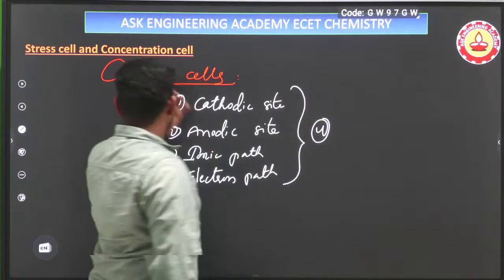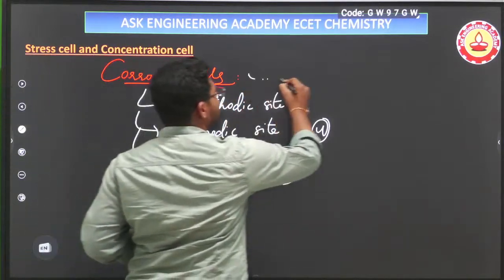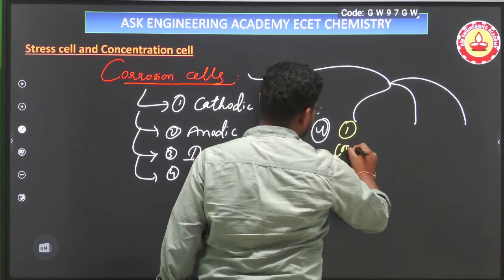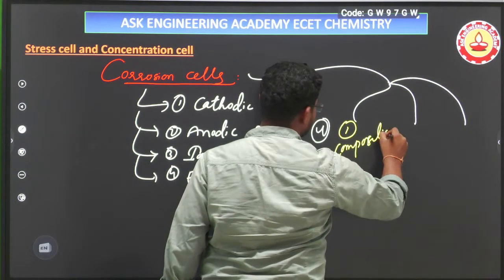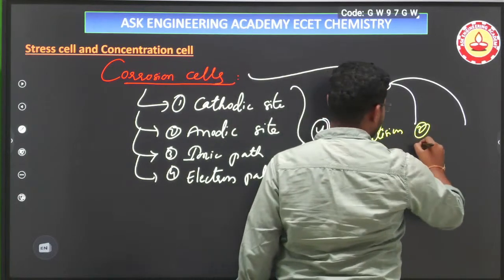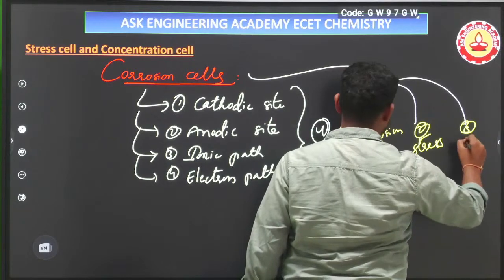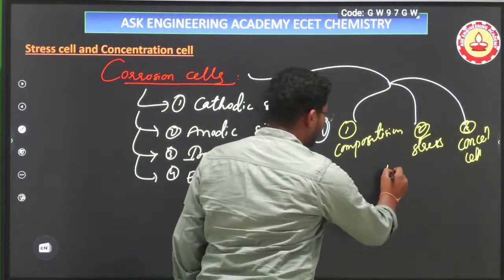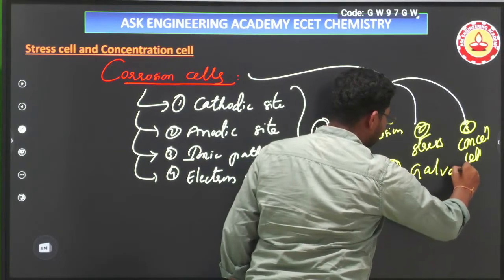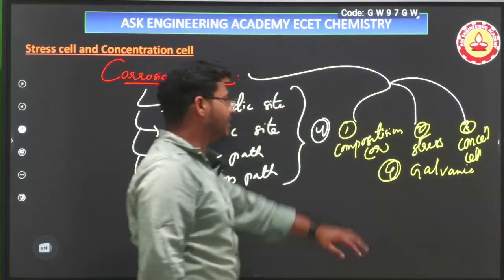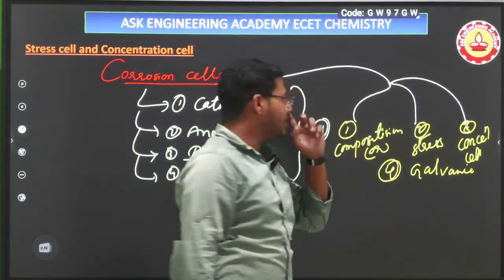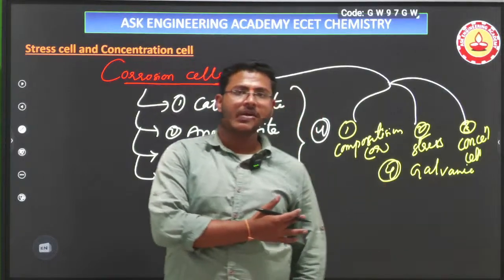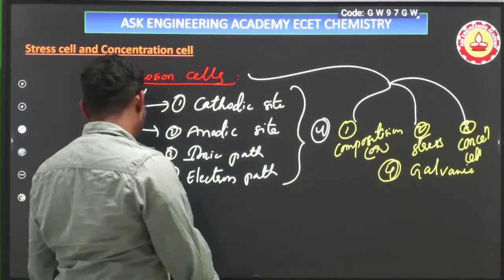Now, based on these components, the corrosion cells are again classified into three types. One is composition cell. Second one is stress cell. Third one is concentration cell. And apart from these, another cell is also there, that is called galvanic cell. This galvanic cell is also called composition cell. Now, what is meant by composition cell, stress cell, and concentration cell, I am going to explain now.